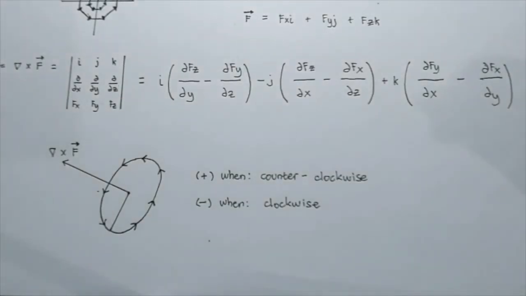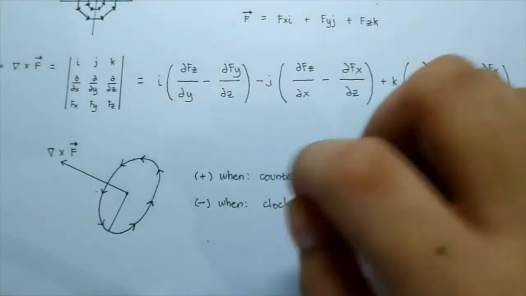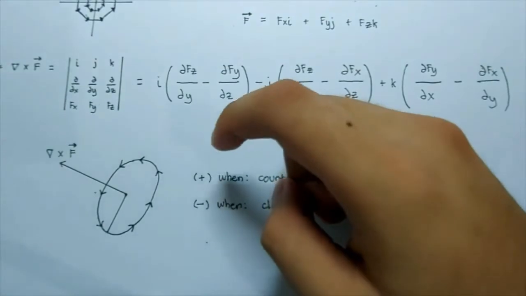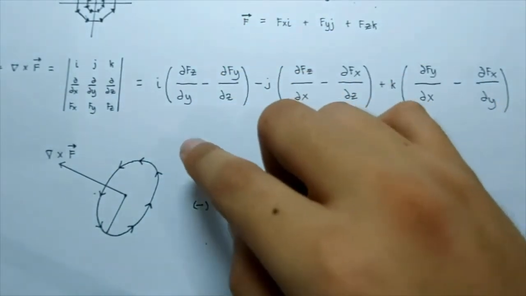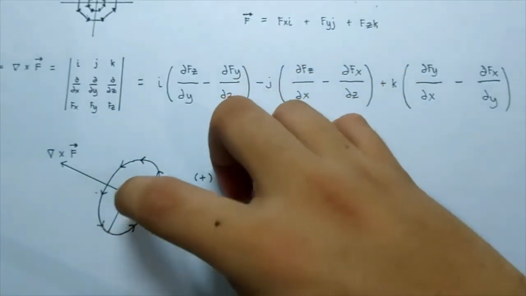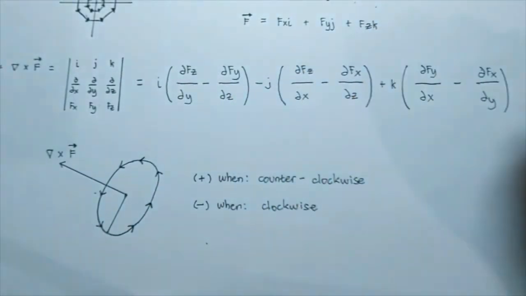Notice that the result of a curl is a vector itself, a vector which has a magnitude and direction. The direction of the curl will be perpendicular to the plane of the vector field. The curl will be up or down depending upon the direction of the circulation of the vector field. By using the right-hand rule, the curl will be positive when the circulation is counterclockwise, just like in this example. The curl will be negative otherwise.